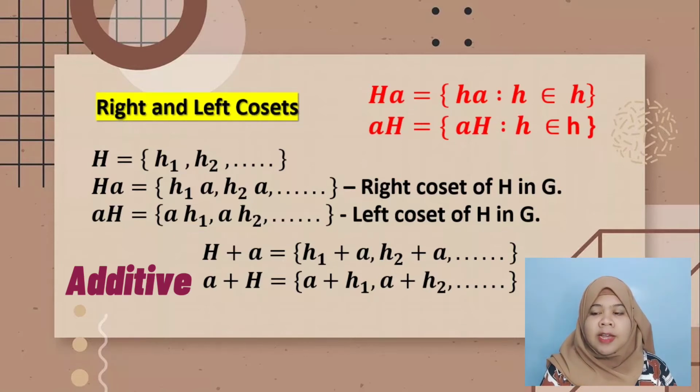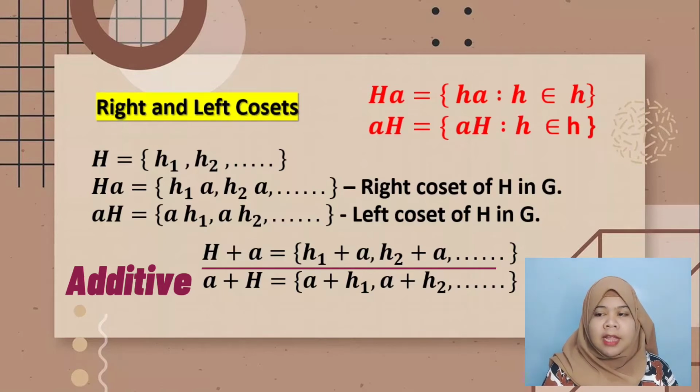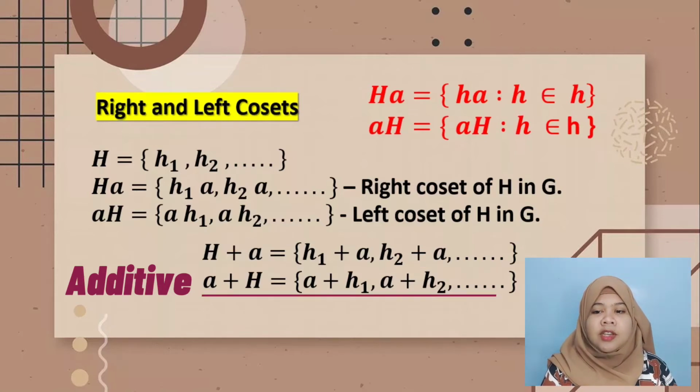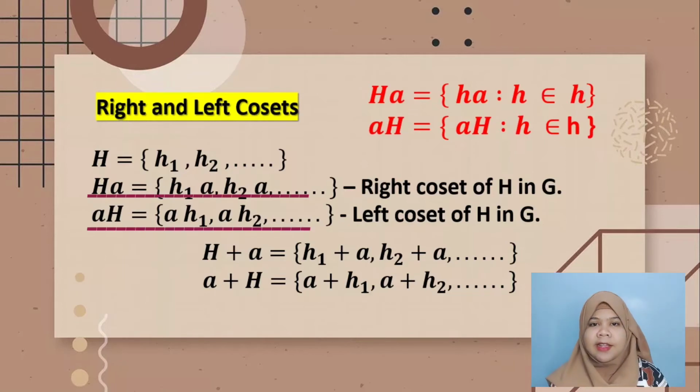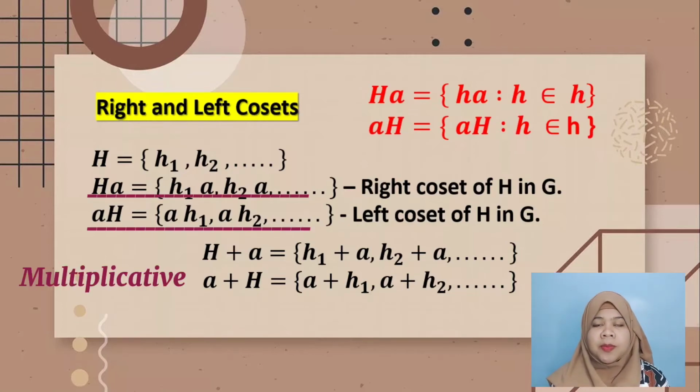We can also have this in terms of the additive formula indicating the left and right cosets. The right coset H plus a is equal to {h1 plus a, h2 plus a, and so on}, and the left coset a plus H is equal to {a plus h1, a plus h2, and so on}. This is the additive formula indicating the left and right cosets. In the other case, we use the multiplicative formula indicating the right and left cosets.